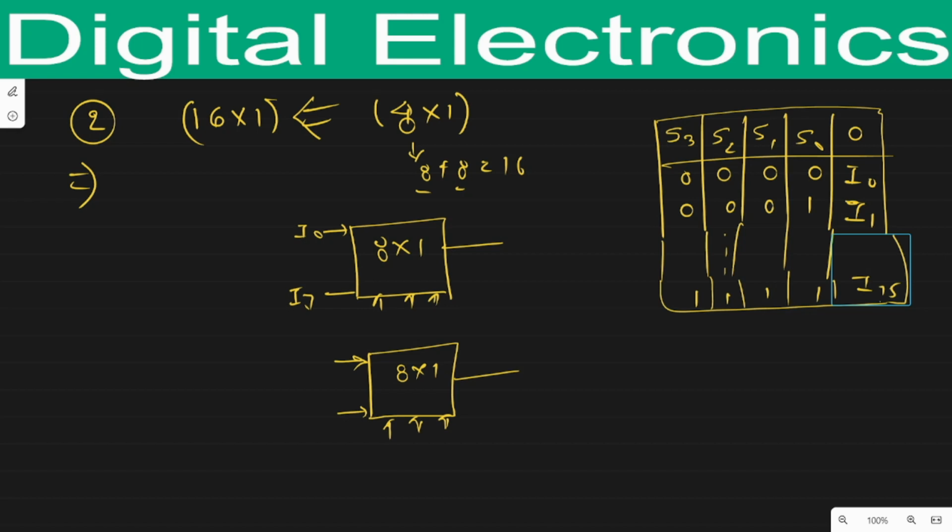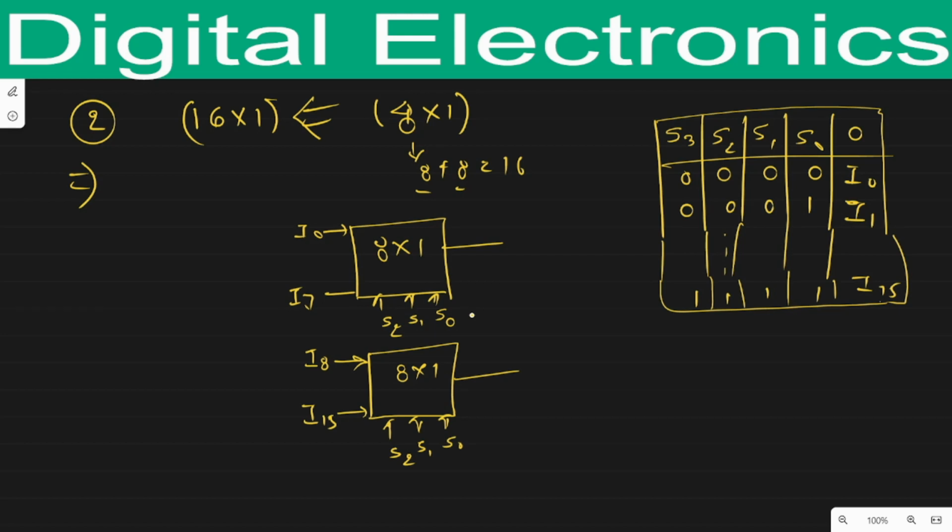Okay, so for the design, S0 and S1 are the LSBs as compared to S3 and S2. That's why we will take these LSBs as the selection lines for these 8 cross 1 mux. So the selection lines here will be S0, S1 and S2. Similarly here, the selection lines are S0, S1, S2, because I am taking the selection lines as common. That's why the inputs will be I8 to I15. Is it clear to all of you?